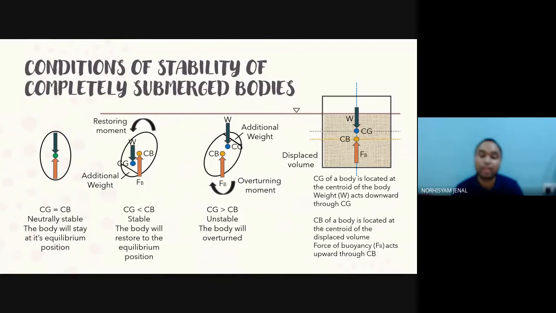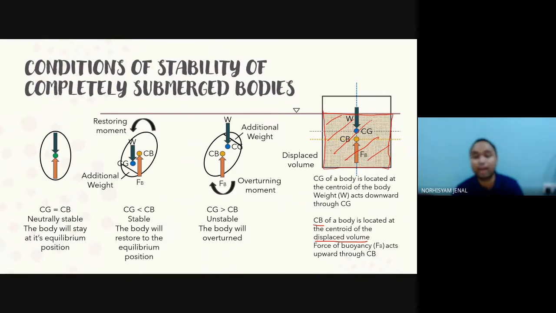A center of buoyancy, CB, is located at the centroid of the displaced volume. It means the centroid of the displaced volume. For example, the displaced volume that we have over here is this part over here. Displaced means it is submerged inside the liquid. Okay, when this is happening, the center of buoyancy only covers the center or the centroid of this part, which is from here to here and up to here.